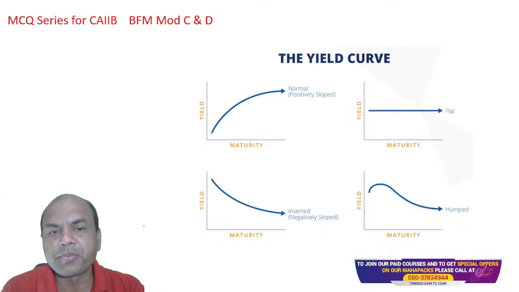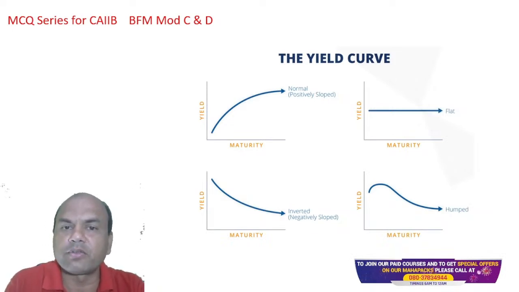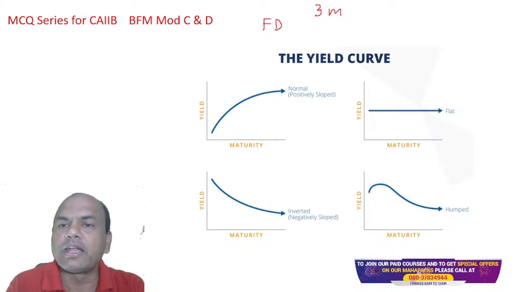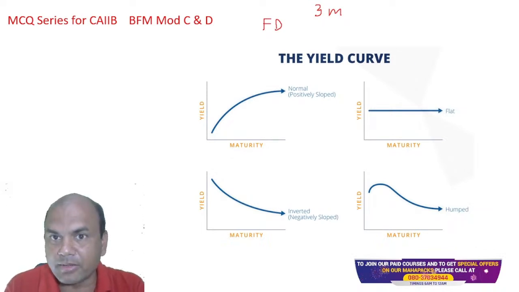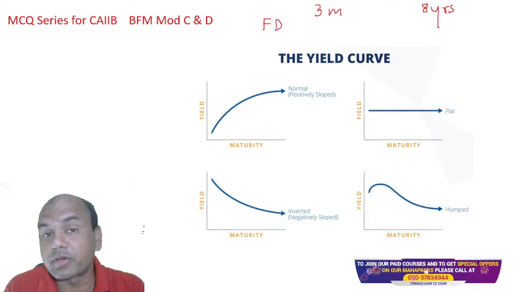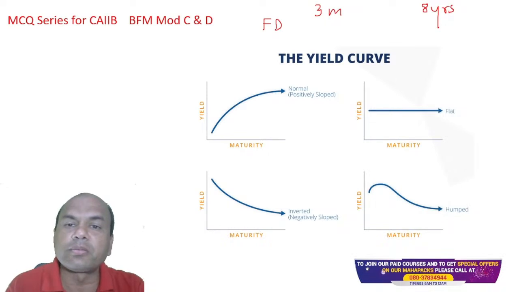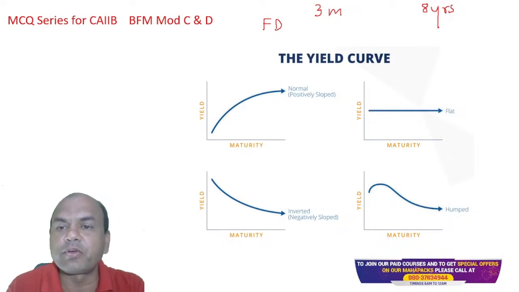Always remember yield curves. One is the normal yield curve. Normal means what? Let me explain this. Suppose you keep an FD. Let's think of FD only. You keep an FD of 3 months, and I keep an FD for, let's say, 8 years. The maximum FD available in banking is up to 10 years. So you keep the FD for 3 months and I keep the FD for 8 years.